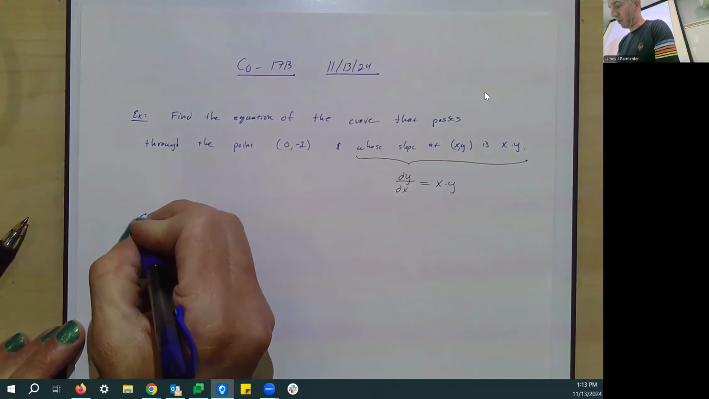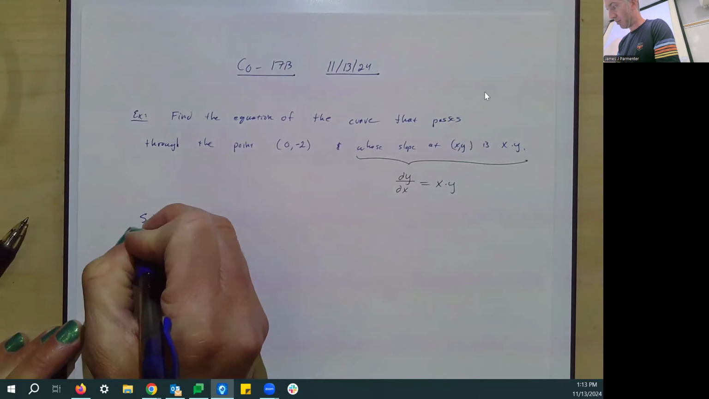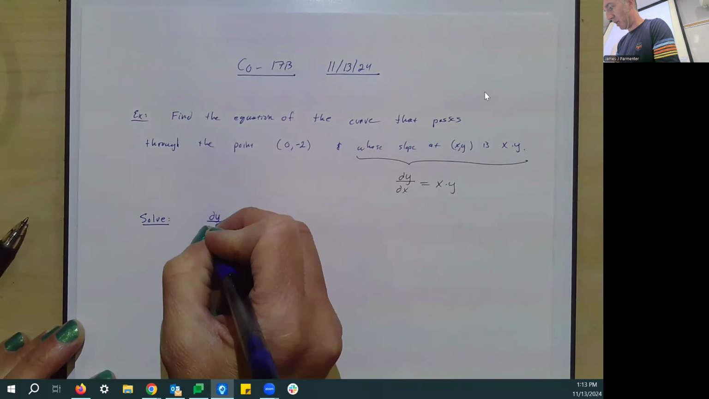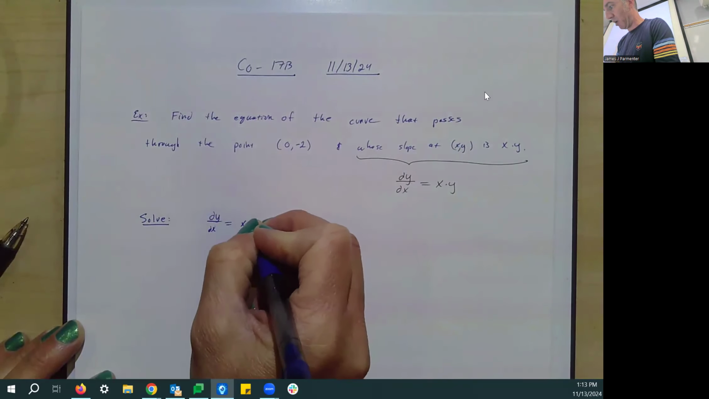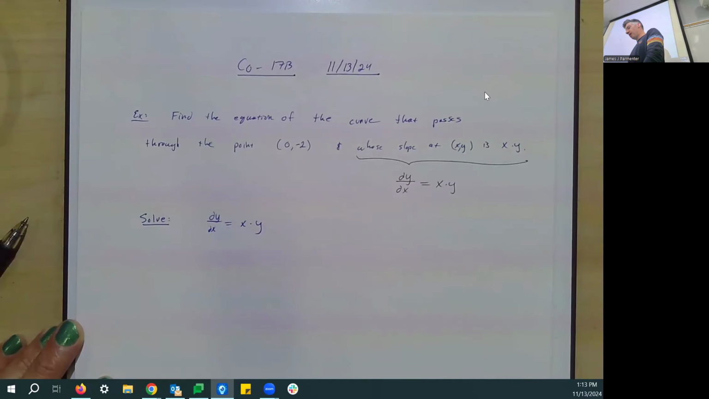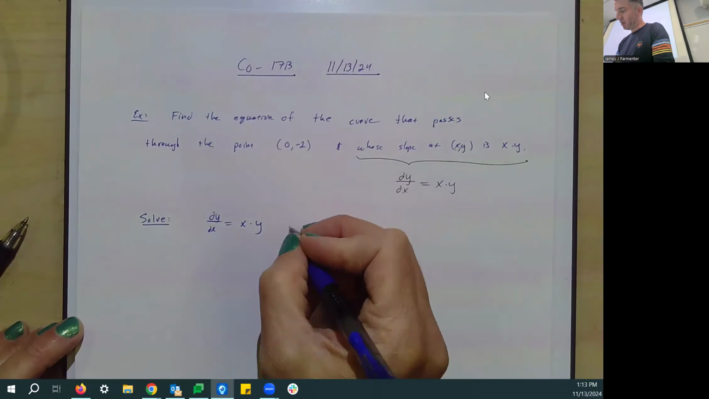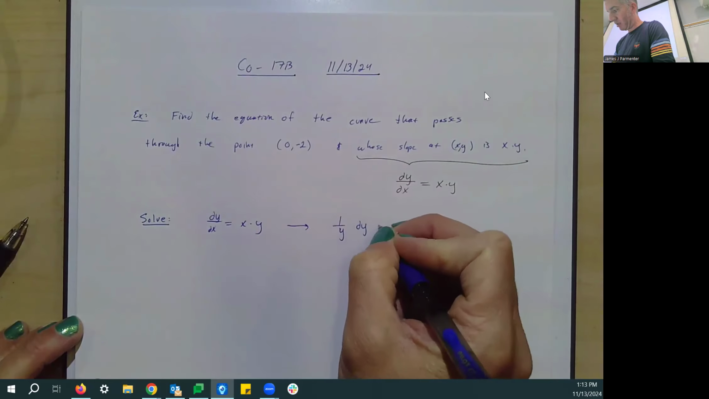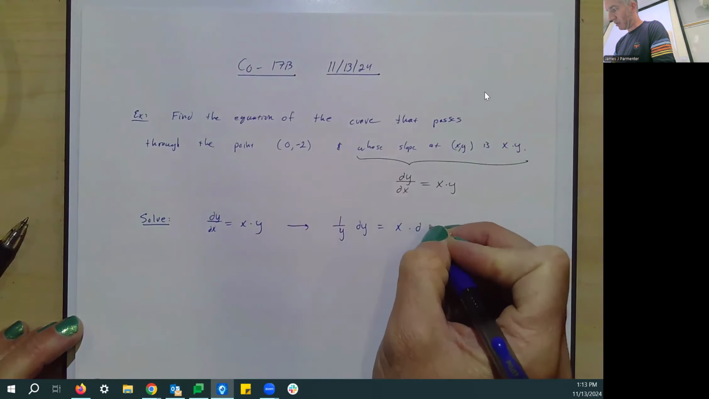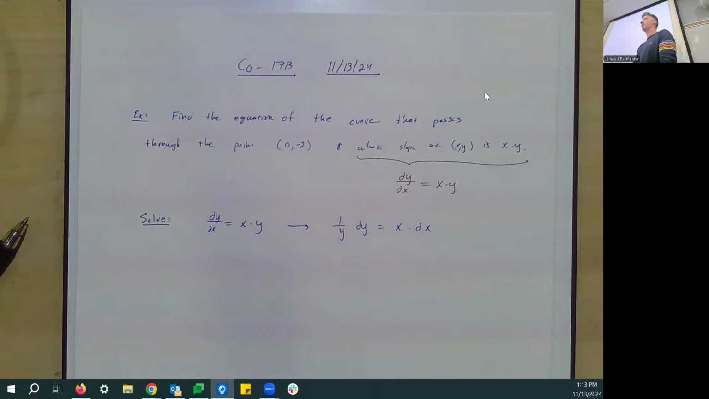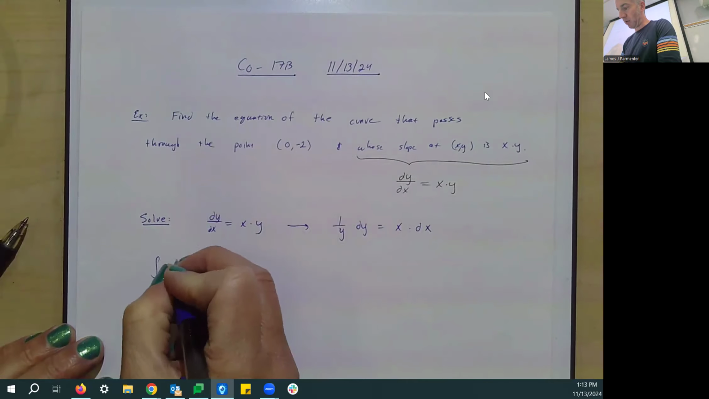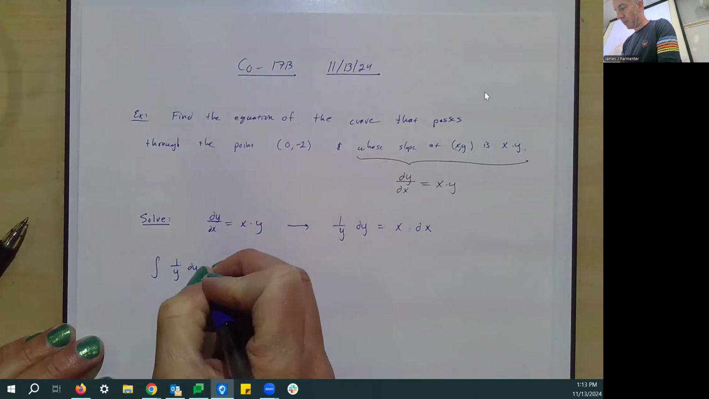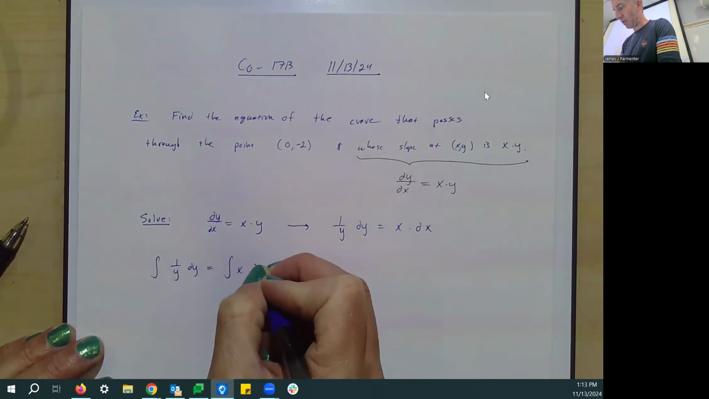So now we're going to solve it. I've got dy/dx equal to x times y. I want my x's on the right and my y's on the left. So that's going to be 1 over y times dy equal to x times dx. We're going to integrate both sides. So the integral of 1 over y dy equal to the integral of x dx.